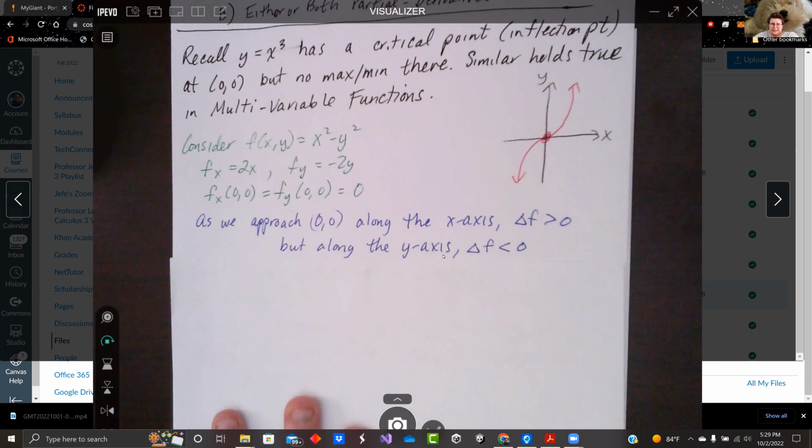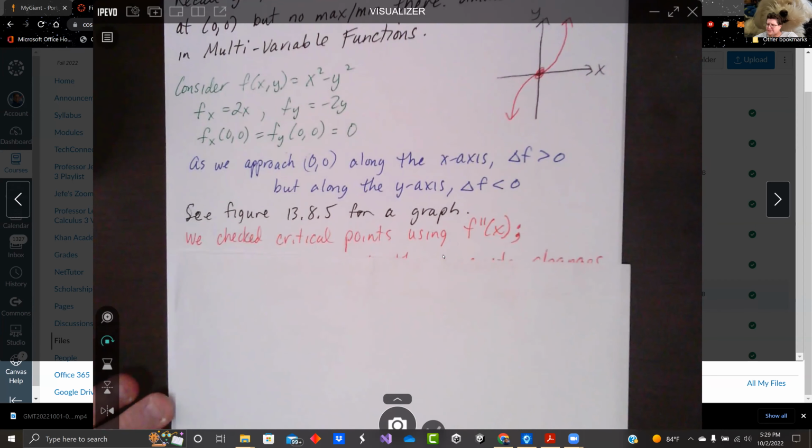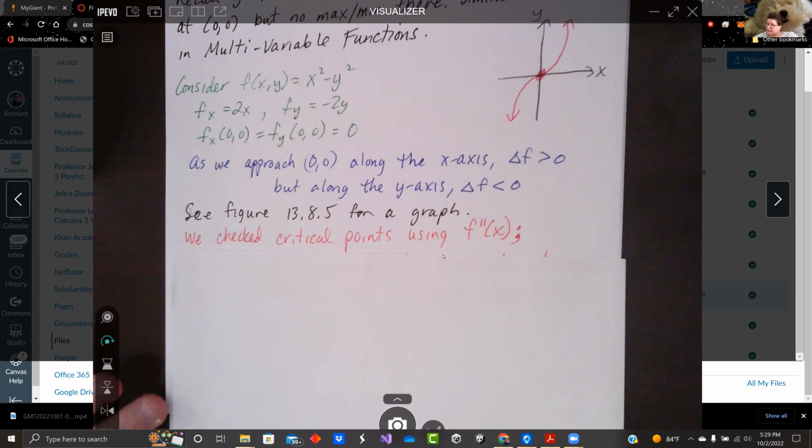If we approach along the x-axis, the derivative shows that the slope is positive, so it's increasing there. But if we approach along the y-axis, it's decreasing there. The curve is going up along the x, but down along the y. This is not good. It does not give us a maximum or minimum. It gives us something called a saddle point.